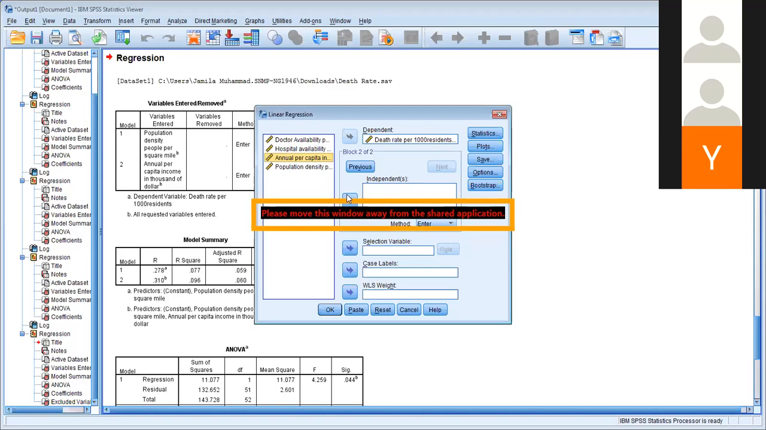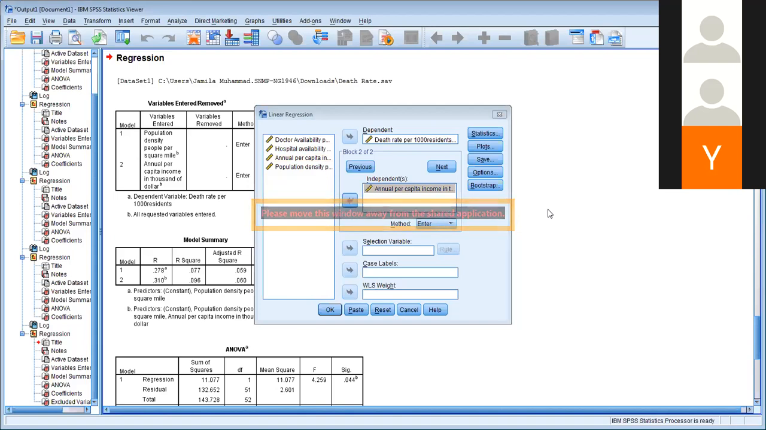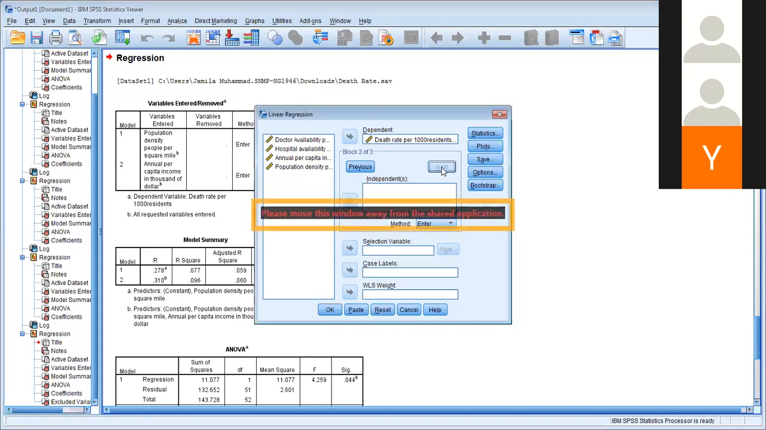Now, what's this one? Is it your screen? Please move the window away. Remove that thing from your screen. I'm wondering which window is asking me to move away. It has moved away. Now, press next. Press next. Okay. Now move doctor availability in, because it's the one that gives us 1.3, the next best. And now analyze. Click OK.